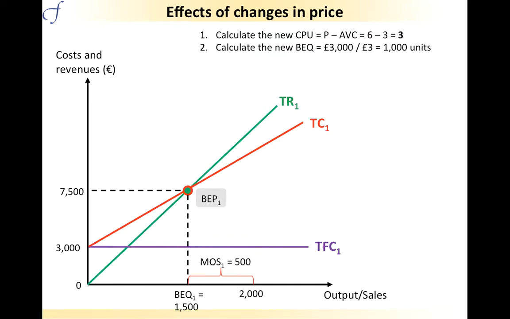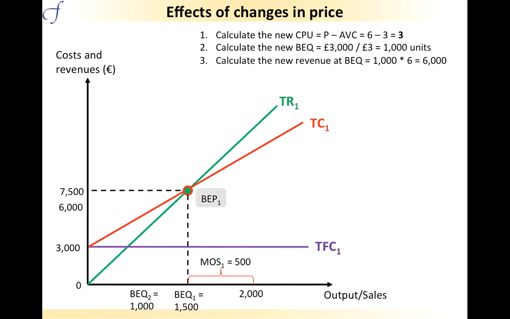Second, we calculate the new break-even quantity. In our case, £3,000 divided by the new CPU equals 1,000 units. And then we plot it. We have the new break-even quantity that equals 1,000 units. With these 1,000 units, we can now calculate the total revenue. The total revenue for 1,000 units is going to be equal to 1,000 times the new price, which is 6, which is equal to £6,000. And that is what we can plot now on the y-axis.